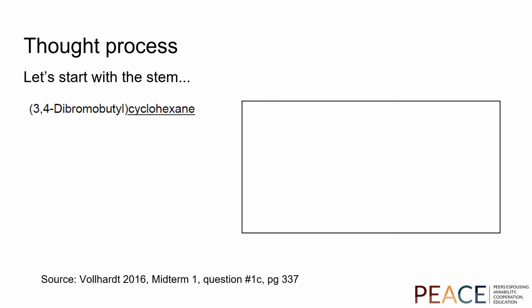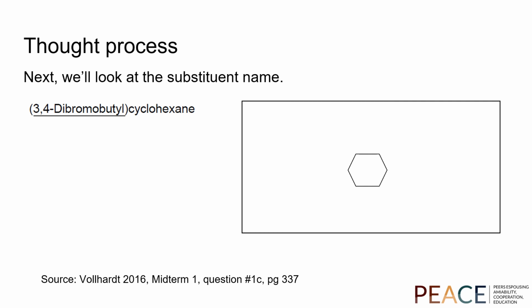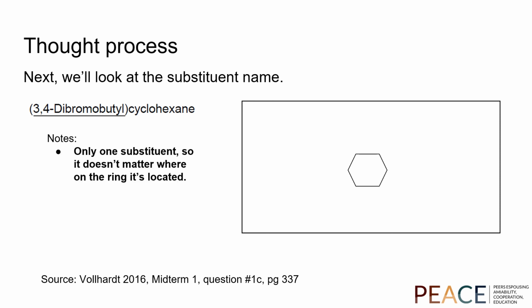We want to start with the stem so we can establish a canvas of sorts on which to add our substituents. The name indicates that the stem is a cyclohexane, so let's draw that in. Remember that the word hexane indicates a carbon chain with 6 carbons, while the cyclo prefix tells us that these 6 carbons form a ring. Next, we can analyze the substituent name given, 3,4-dibromobutyl. What we must first notice is that there is only one substituent, so it does not matter where on the ring it's located.